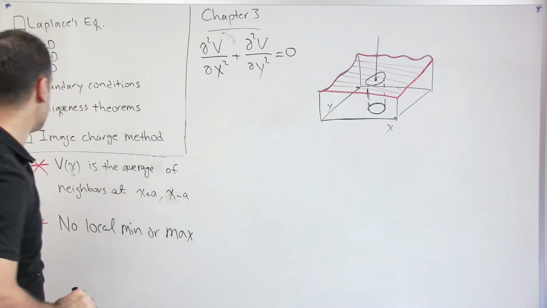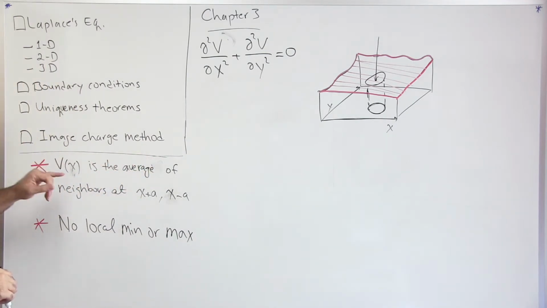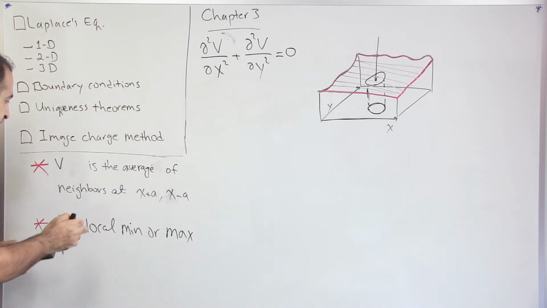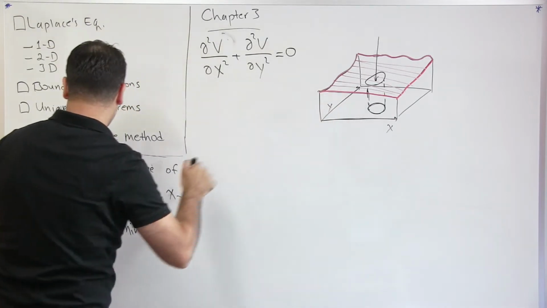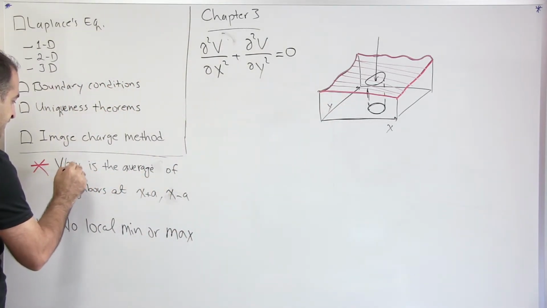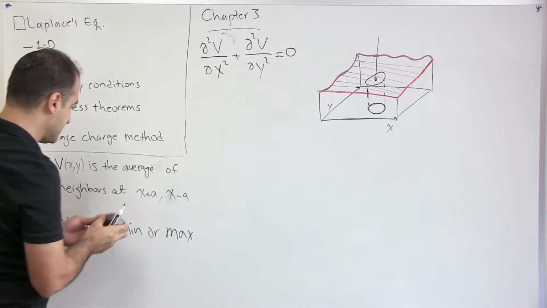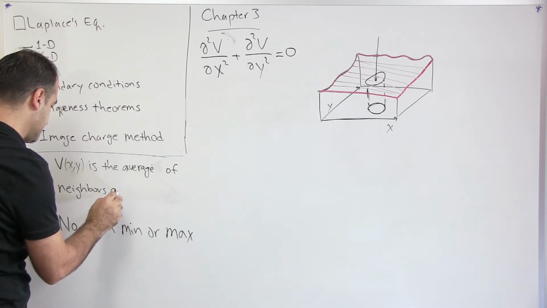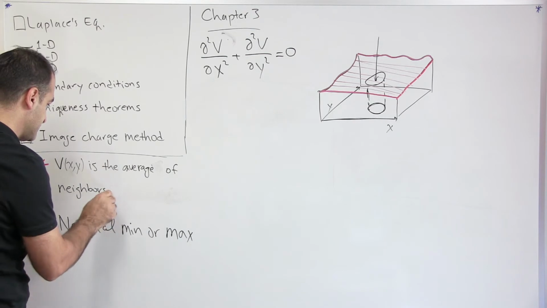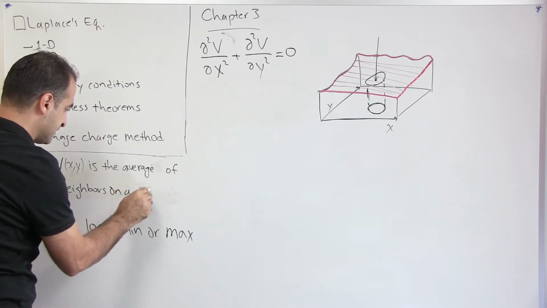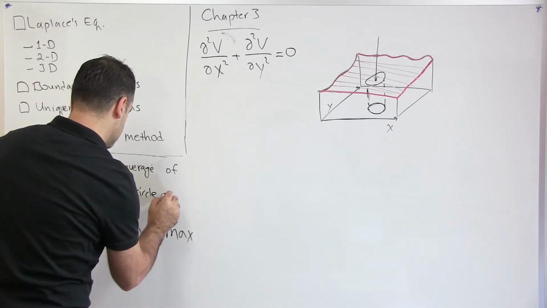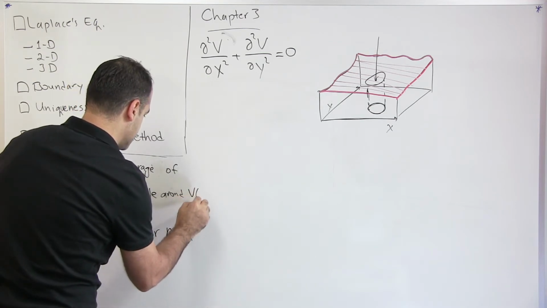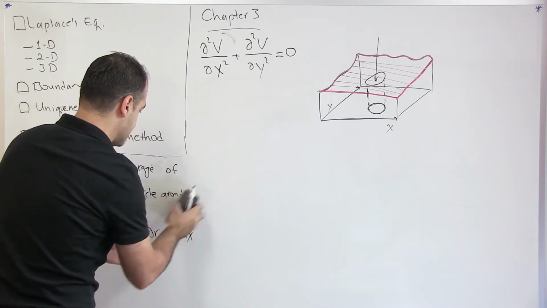So the same concept holds for the two-dimensional case as well. The only difference is that the average is based on the two-dimensional case, and here we have, let's say, V of x and y, which is the average of neighbors on a circle around x and y.